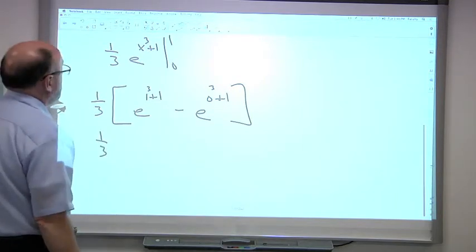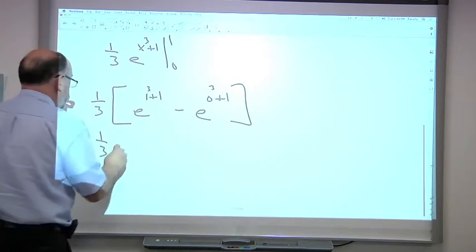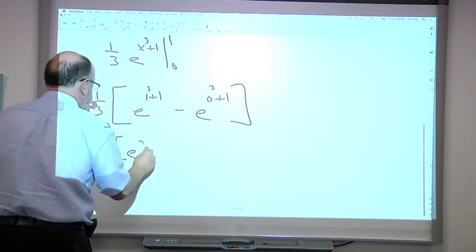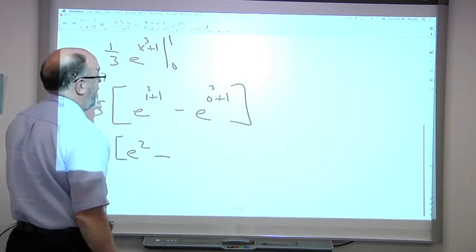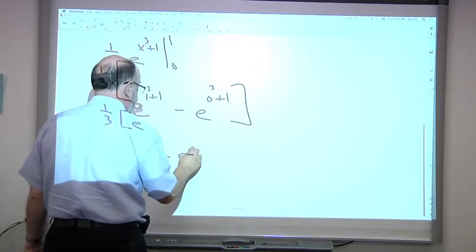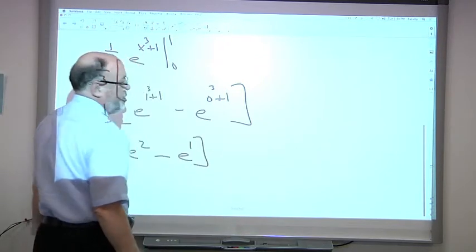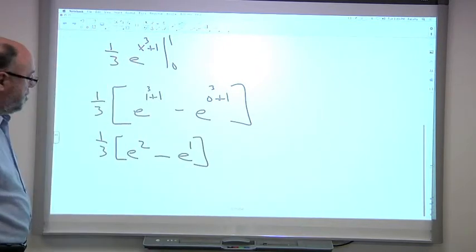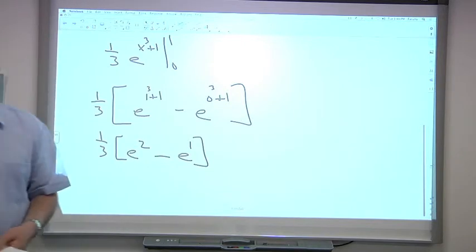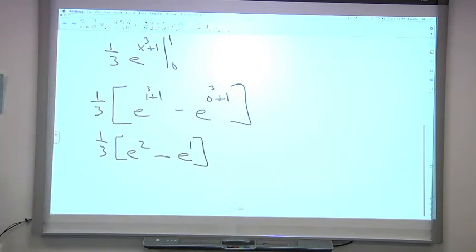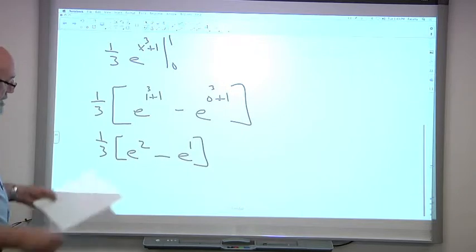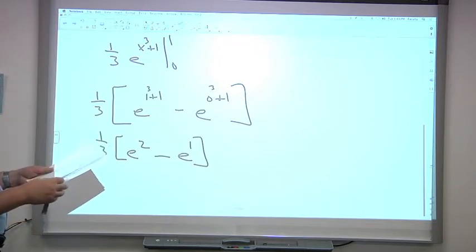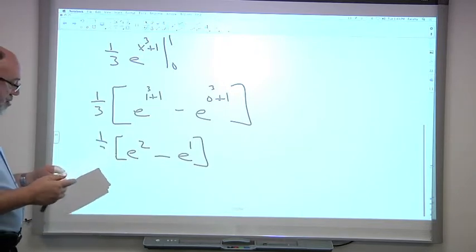Well, 1 cubed is 1, 1 plus 1 is 2, so this would be 1/3 e squared minus e to the first. So we end up with that, and then you should be able to plug that into your calculator and get the appropriate decimal for what that would come out to be. But you get it in terms of a definite integral.